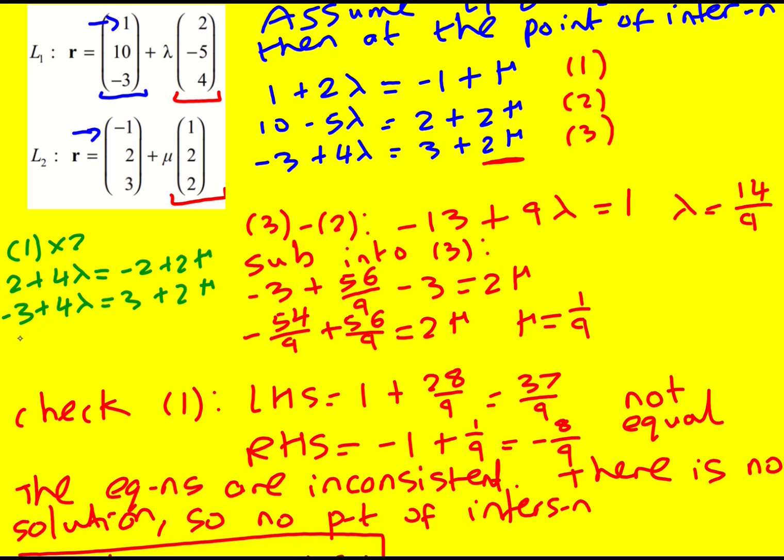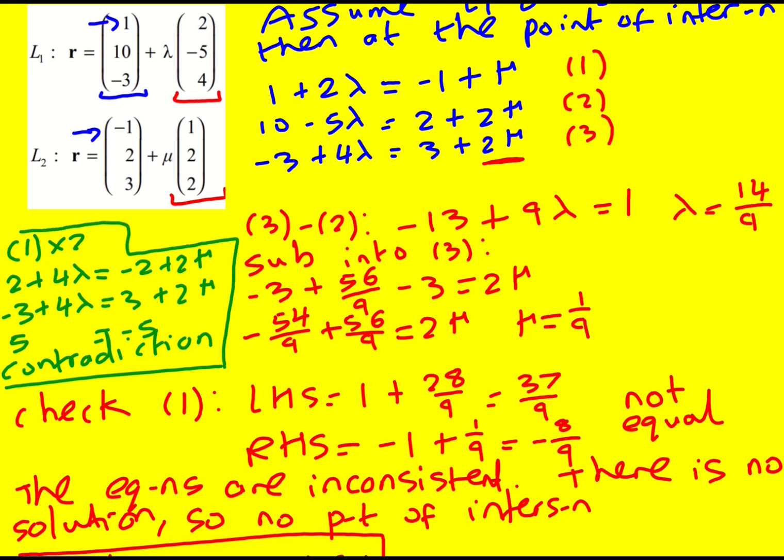So if we subtract them, then we get 5 equals minus 5. And this is clearly a contradiction. And from that, we could straight away say that there's not going to be a solution and therefore they're skew. So it's just an alternative if you're interested, or maybe you did it that way, in which case, well done.